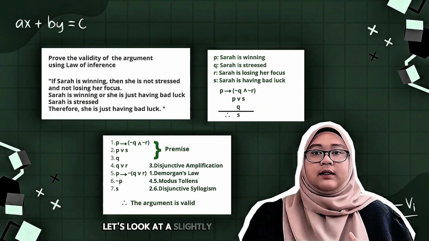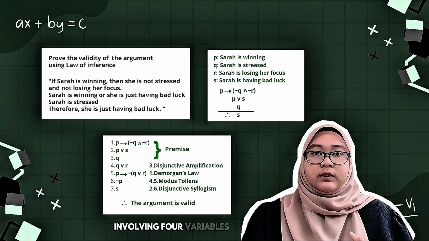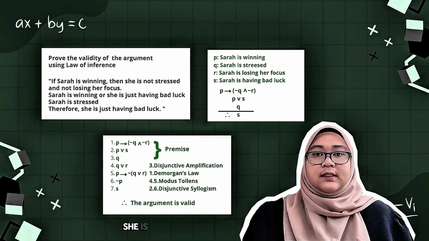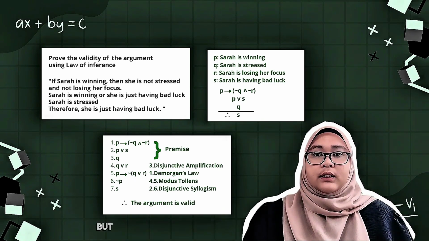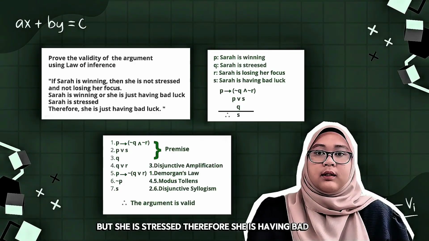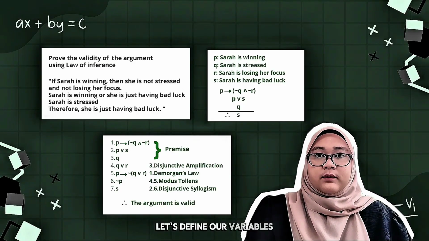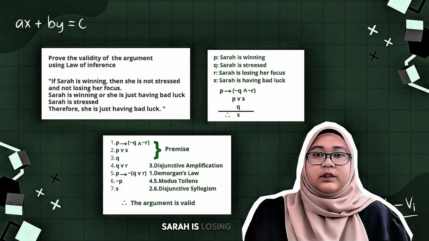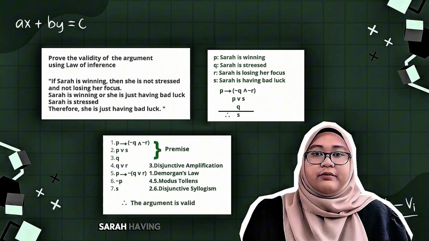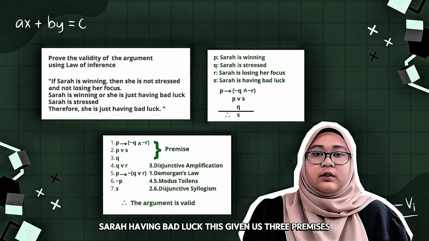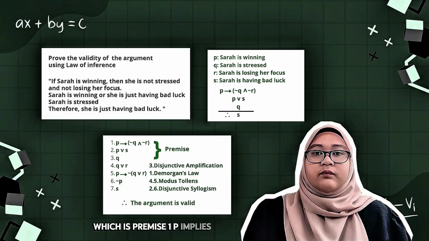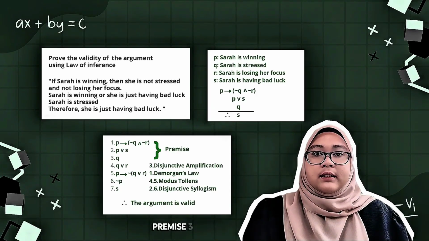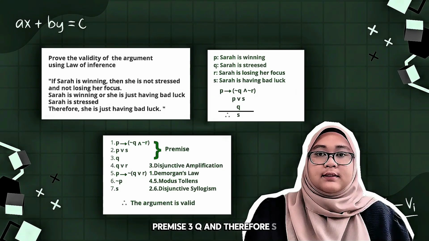For our next example, let's look at a slightly more complex argument involving 4 variables. If Sarah is winning, she isn't stressed and isn't losing focus. She is either winning or having bad luck, but she is stressed. Therefore, she is having bad luck. Let's define our variables. P is Sarah is winning. Q, Sarah is stressed. R, Sarah is losing focus. S, Sarah is having bad luck. This gives us 3 premises. Premise 1, P implies negation Q and negation R. Premise 2, P or S. Premise 3, Q. And therefore S.